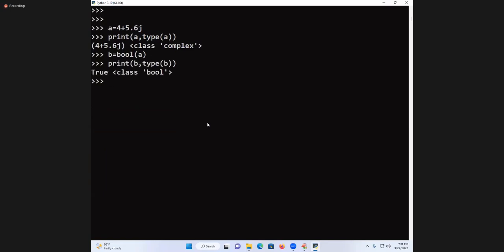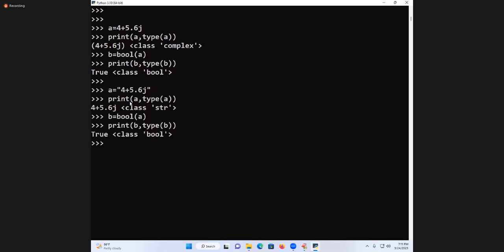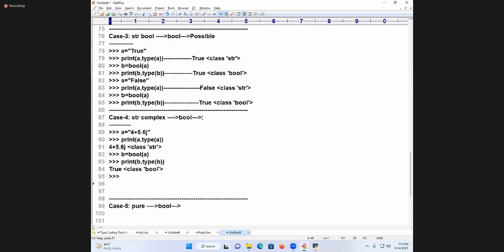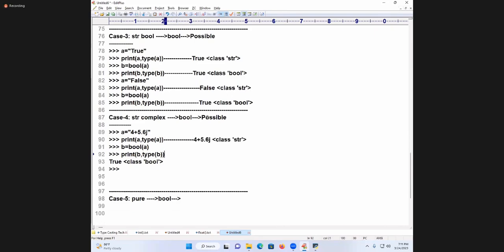A is equal to 4 plus 5.6j. Print of A. Now B. Print of B. True. Why? It is a complex number, right or not? It is not a normal complex number. Take it as a value. You take it as STR complex, right or not? Print of A. Same. Answer is what? True. Length will be considered. Getting my point? Yes. Coming to this, also possible. Print type of A, type of B. Getting the data here.